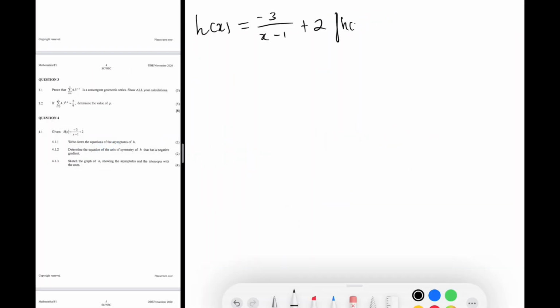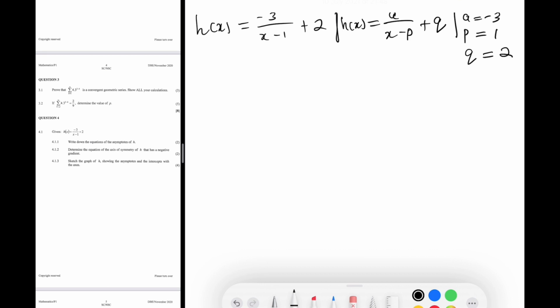So remember, the standard form of a hyperbola is a over x minus p plus q. And in this case, a is equal to negative 3, p is equal to 1, q is equal to 2. And these values are important, especially p and q, because we'll be using them to find our asymptotes.